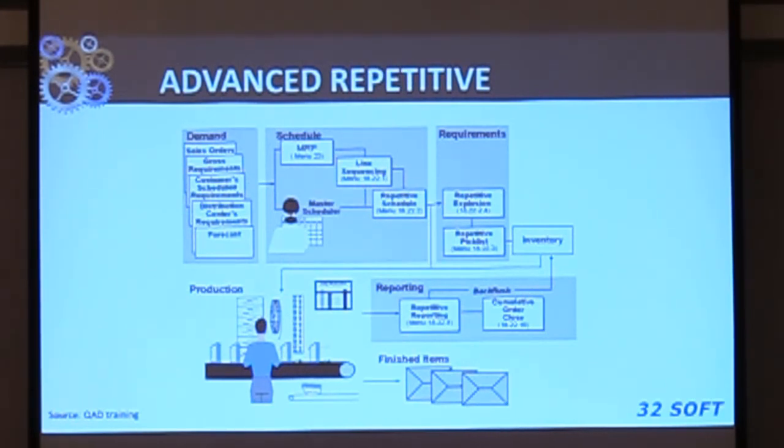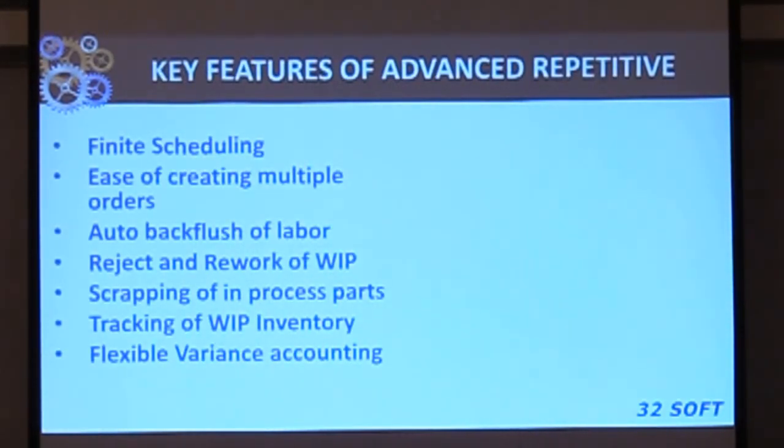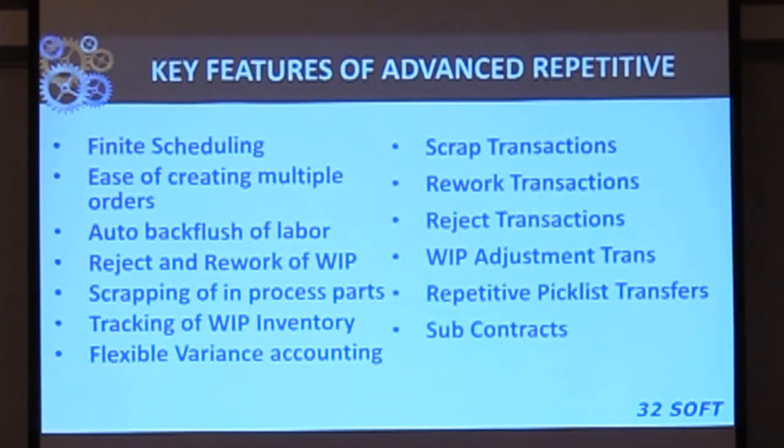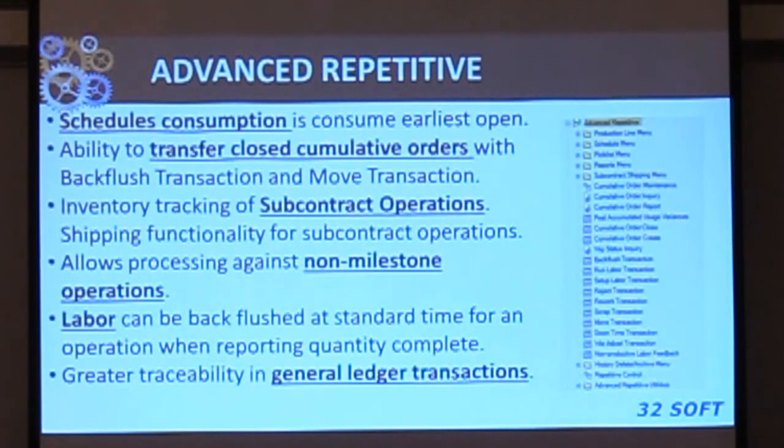So advanced repetitive is sometimes more applicable to tracking shop floor control. I worked with Paul Rubin. If you know Paul, he's an advanced repetitive bigot. He says you shouldn't read his work orders, you should always read advanced repetitive. Key advanced features are flow scheduling. You can create these multiple period order quantities. You can automatically backflush labor. It's got rework, scrapping of parts, tracking inventory is much better. Flexible variance accounting, scraps, all sorts of good stuff.